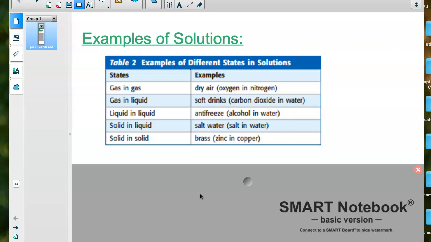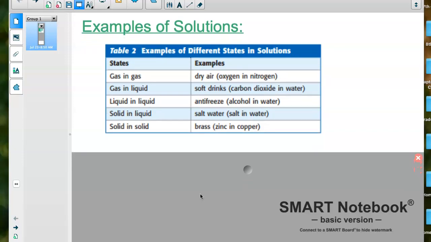It's a solution. And a solid in a solid, so brass, which is an alloy of zinc and copper. Sometimes we have furniture or different things made of brass. So these are kind of scientific examples. I bet you can think of some that are not.